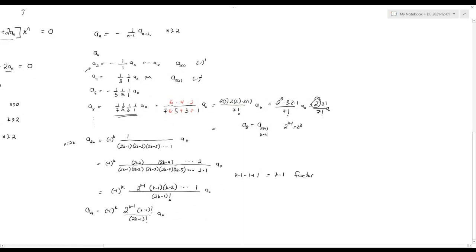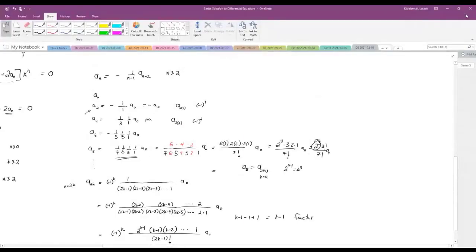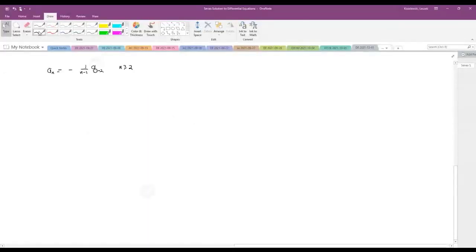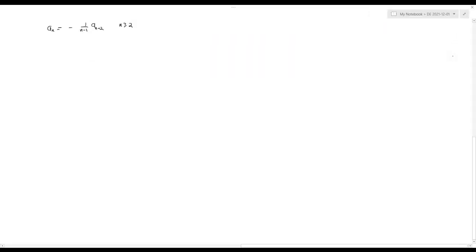Okay. I'll go ahead and readjust here 1 second. All right. So now we also don't know what A1 is. It's arbitrary, right? A0 and A1 depend on the initial conditions. You know, for a second order differential equation, we expect two arbitrary constants. So A1 is just whatever.